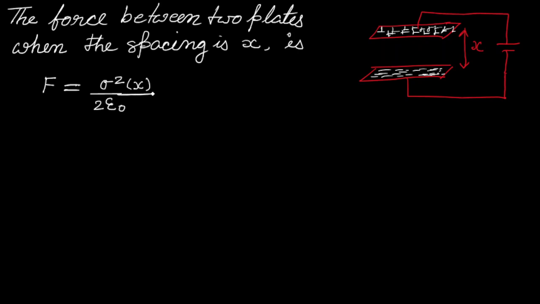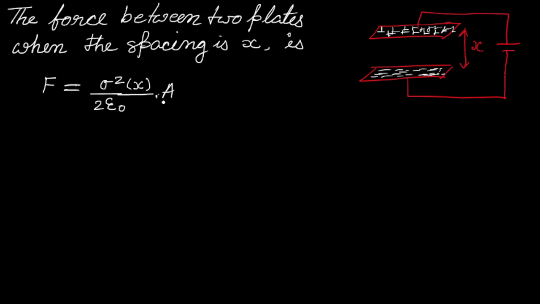Because the charge on the capacitor will be a function of x, that means sigma, that is charge per unit area, will also be a function of x. So sigma square divided by 2 epsilon naught is the electrostatic pressure. Pressure means force per unit area. So to calculate the force between these two plates, we have to multiply by the area. Each plate has area A, so this will be the force between two plates when the separation between them is x.